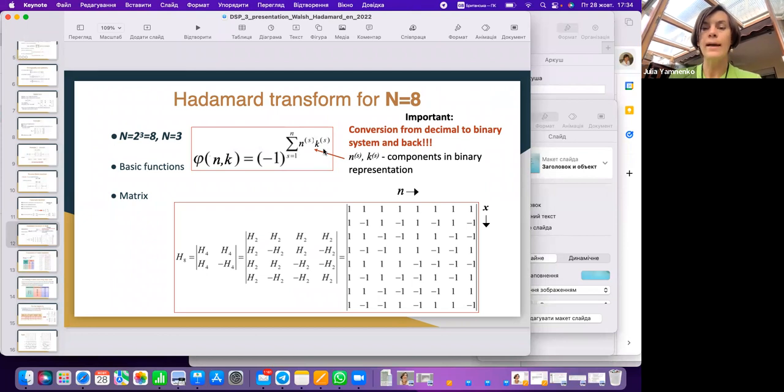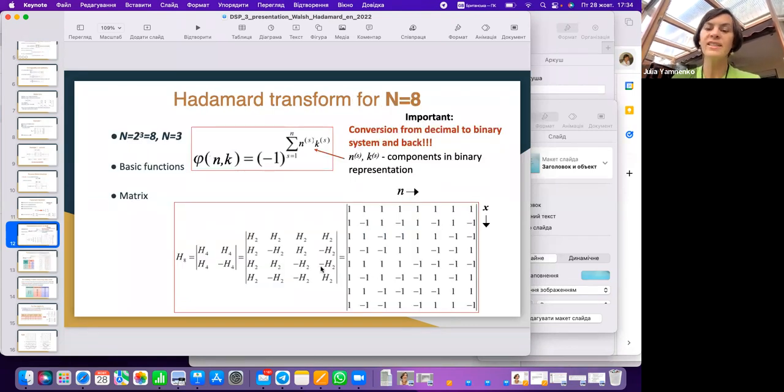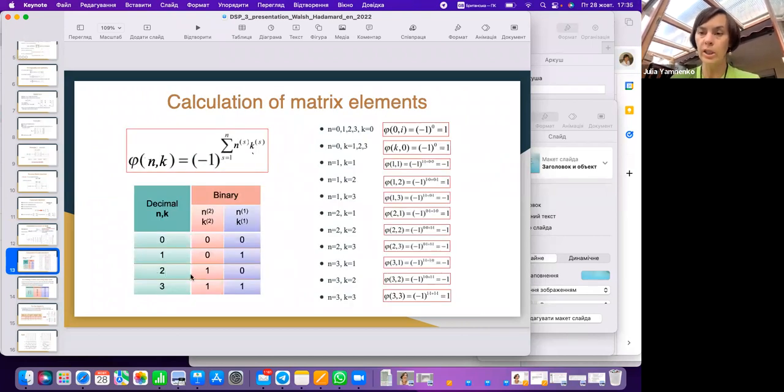And here in the formula, under the sign of sum, we have components in binary representation of decimal numbers of our 2 counters, n and k. So we should deal with the conversion from decimal to binary system and back. Let's go to the next slide. The same formula, just repeated for better understanding. And here you can see how it was calculated and how we obtain actually the same matrix. So we can obtain it just using a recursive algorithm. This is one way, but there is also a second alternative way to calculate each element of this matrix, and totally to calculate all elements.